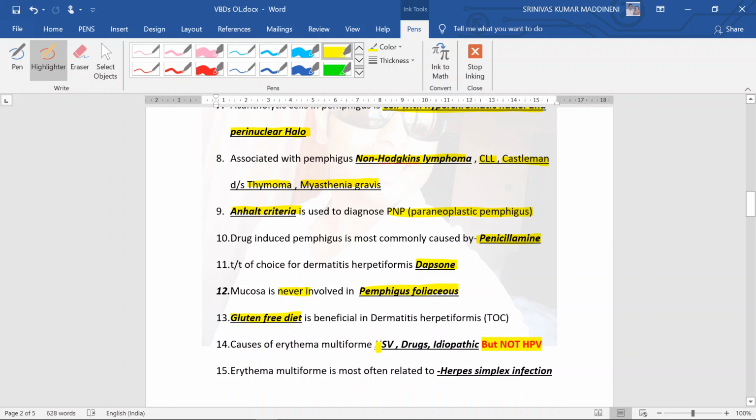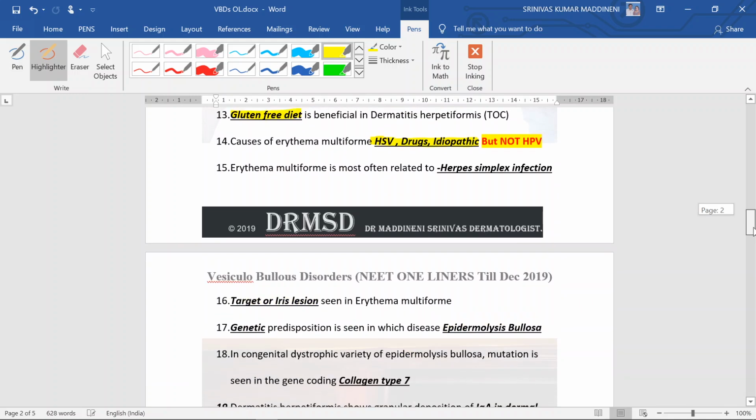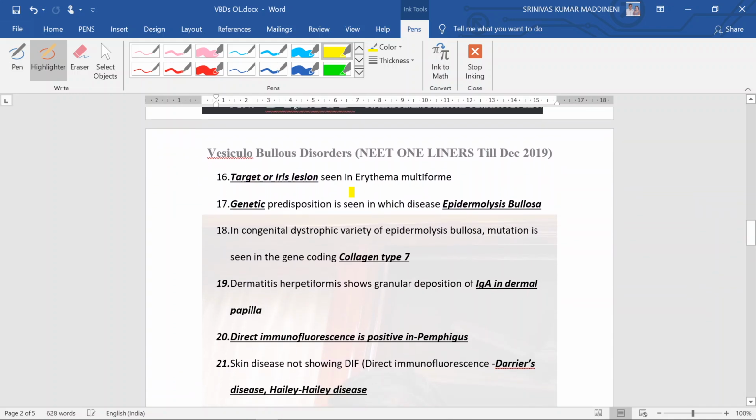Causes of erythema multiforme. The most common cause is herpes simplex virus. It can also be because of drugs or it can be idiopathic. But it is not caused by human papilloma virus, HPV. Target or iris lesion is seen in erythema multiforme. Epidermolysis bullosa is because of a genetic cause, and in particular the congenital dystrophic variety is due to the mutation in the gene encoding for collagen type 7.